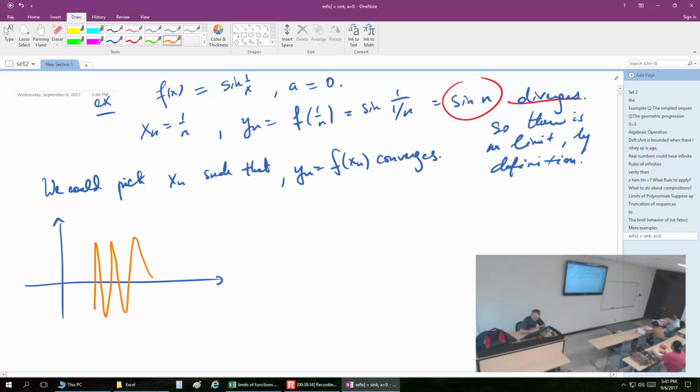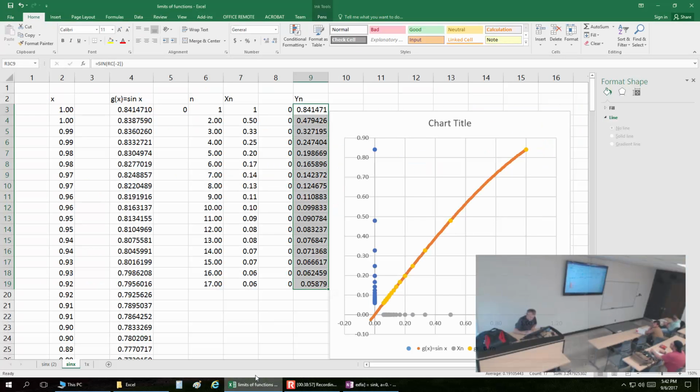Can you think of a sequence of x, or rather points? Let's think in terms of the points on the graph. Can you see a sequence of points on the graph that is well behaved? And by well behaved, I mean this is the picture. This is a well behaved graph.